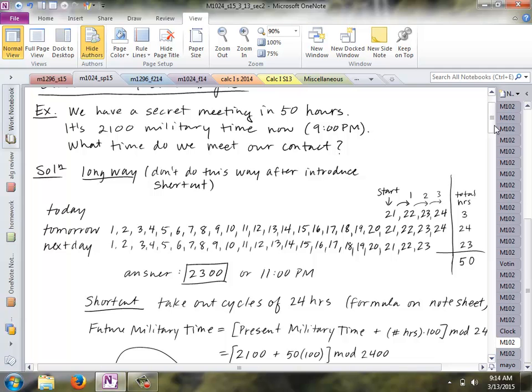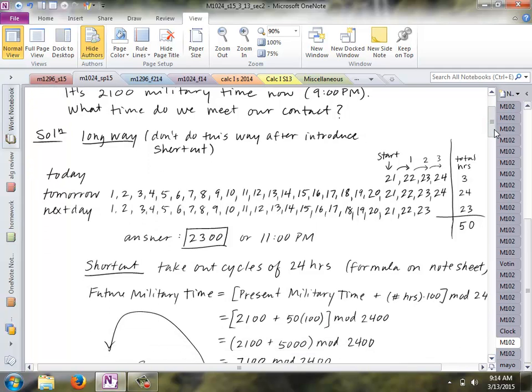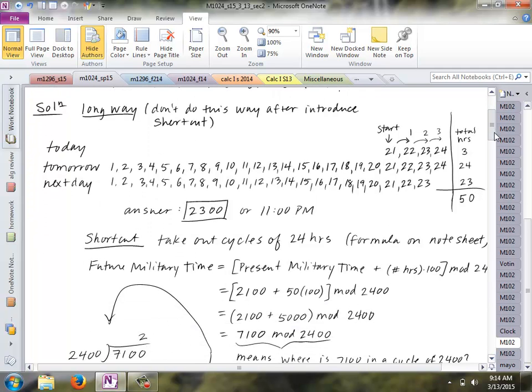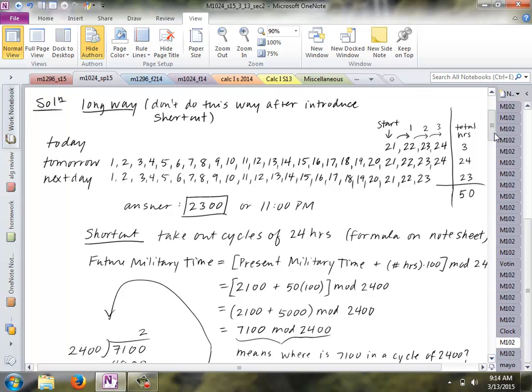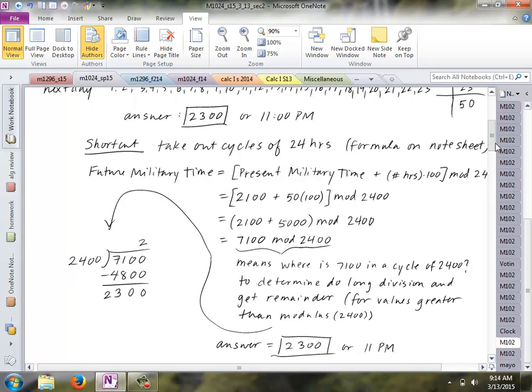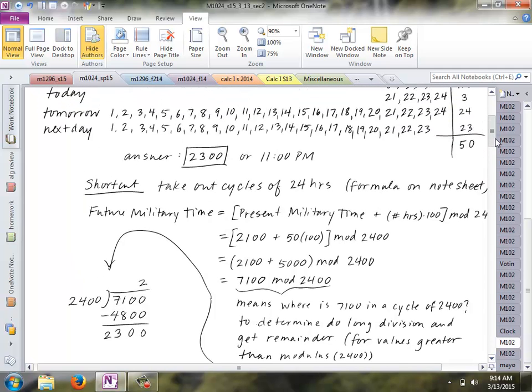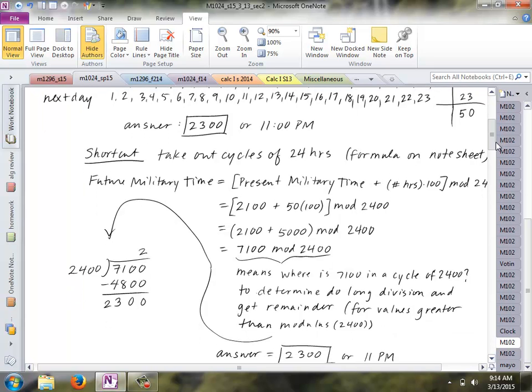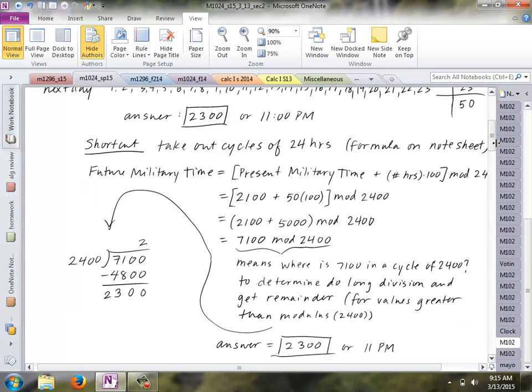So we're going to try to put this in a way that we can do a little bit more efficiently. Here's a shortcut. Notice that we went through several cycles of 24 hours. Look at your formula sheet. The formulas aren't in order here. We're in military time, which is the third section down in the front.